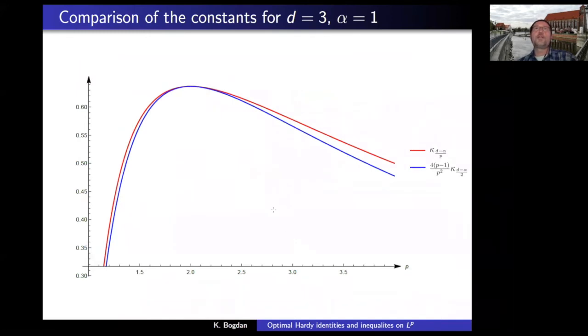Before we go to the next result, here's a graph of the two constants for the dimension equal to 3 and for alpha equal to 1. This corresponds to the so-called Poisson semigroup or the Cauchy process and half Laplacian. This red line is our constant, our optimal constant, as a function of p. Here p is the argument from 1 to infinity, and the blue one is the constant that results from using the optimal L2 inequality and this comparison, this lower bound for the Bregman divergence. So they are quite close, but of course the red one is bigger.